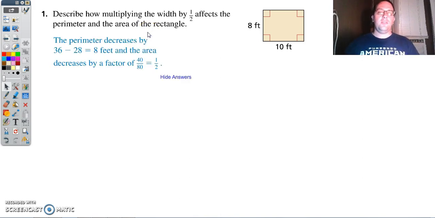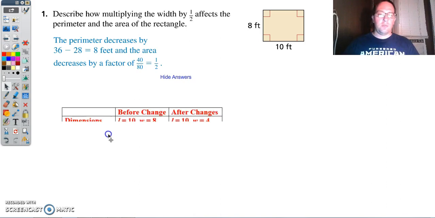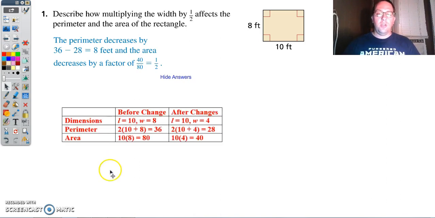You should have had an answer that the perimeter decreased by 8 feet and the area decreased by a factor of 1/2. Notice, 1/2, 1/2. If you didn't get that, let's work it out and see what went wrong. Remember, the length is the longer of the two sides, so the 10. The width is the shorter of the two sides. So when we multiply the width by 1/2, the 8 gets cut in half, down to 4. If you took the 10 and cut that in half down to 5, you got different answers, because that's the length, not the width, and we want the width.